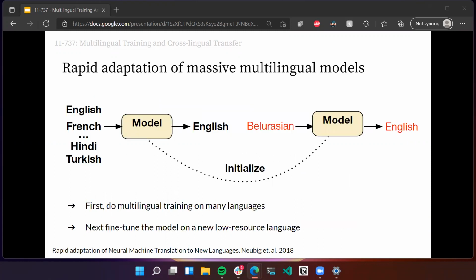So yeah, how do we do this? How do we quickly adapt to new languages? One approach proposed by this paper to quickly adapt to a new language is to directly combine cross-lingual transfer with multilingual training. And what you do is simple. You first do multilingual training on many languages. I think they did 58 languages in the original paper. And then you just fine-tune your model on the new low resource language you're considering.